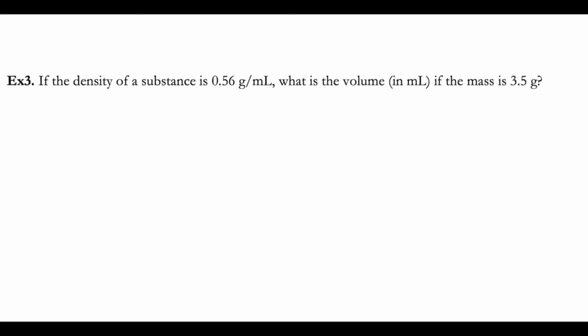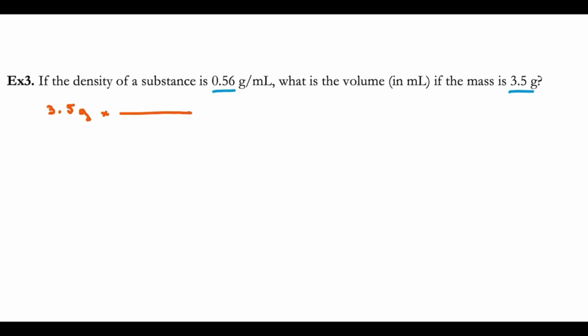All right, so in this problem it says if the density of a substance is 0.56 grams per mL, what is the volume if the mass is 3.5 grams? So remember, I'm going to use density as a conversion factor. So I'm going to start with my given, which is 3.5 grams, and it wants me to get into milliliters because those are my units for volume.